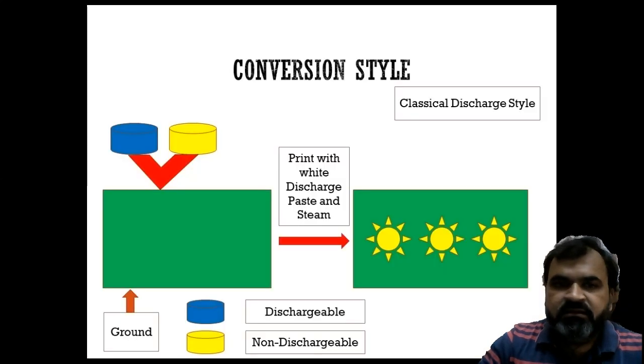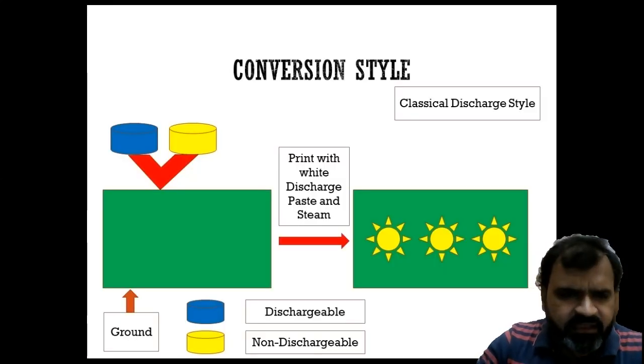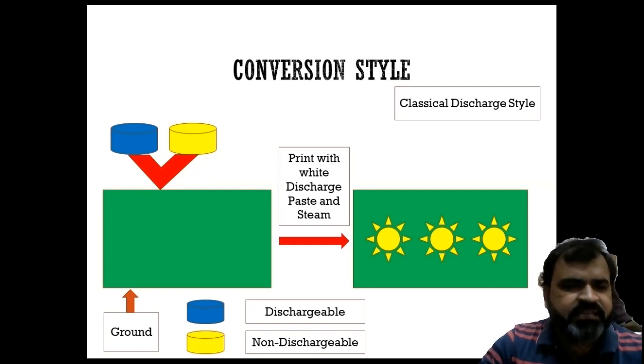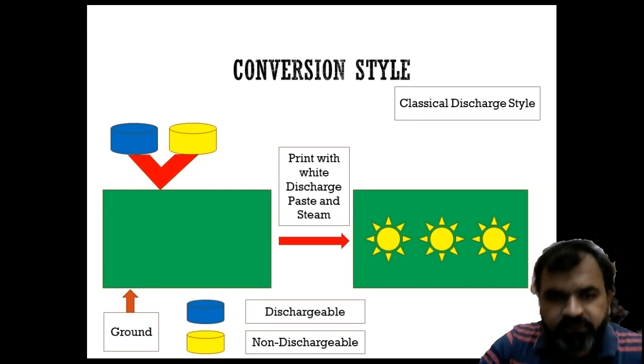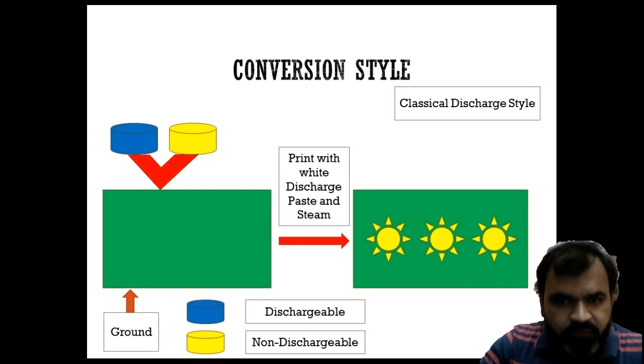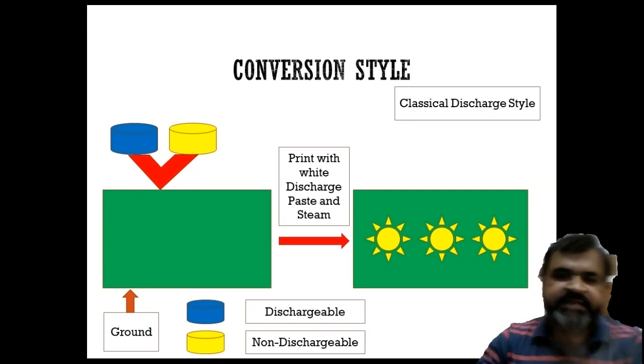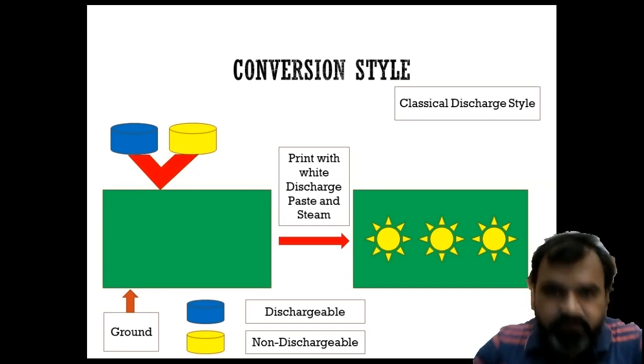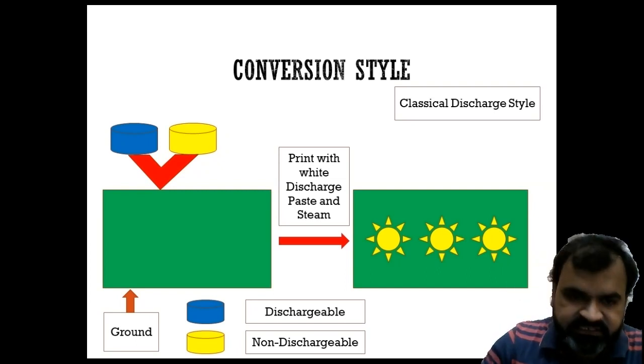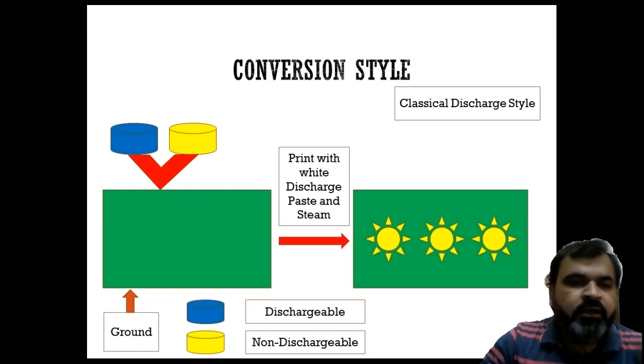This one is a new one, that is the conversion style. In this, we are doing discharge printing only. But how? That means we develop our ground with two colors, one is blue and one is yellow. That means you are getting the green color on your ground. From these two dyes, one is dischargeable and one is non-dischargeable.